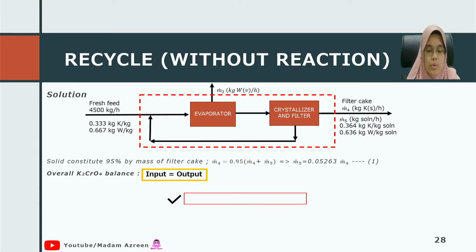Before that, the question also mentioned that the solid constitutes 95%, meaning the value of M4 is basically 95% of M4 plus M5. Meaning in that stream, 95% of that stream is the cake. So you get this equation.